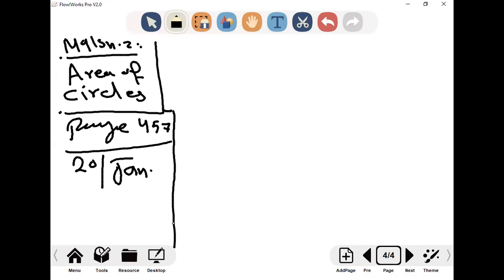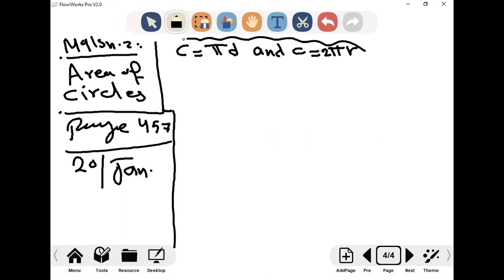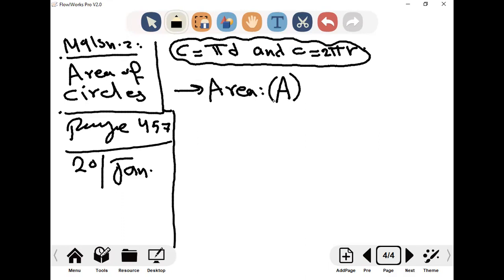Now, in the previous lesson, we found the circumference, right? We said the circumference is the length of the line around the circle, right? But today we'll find what? The area inside the whole circle. In the circumference, let's remember together. We had two formulas, right? C equal pi multiply D and C equal 2 pi multiply R. These formulas are for the circumference. Now we are talking about area. Area, I will call it big A, like big C, big A.